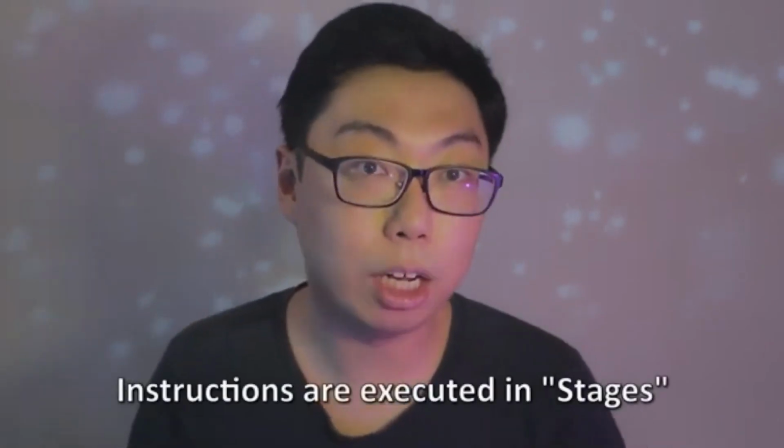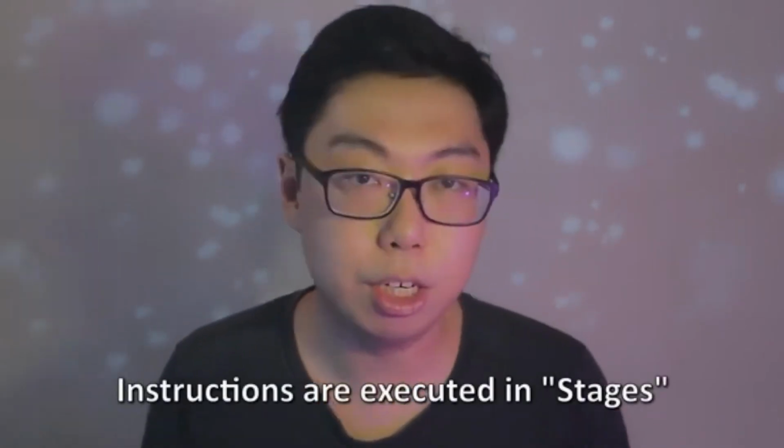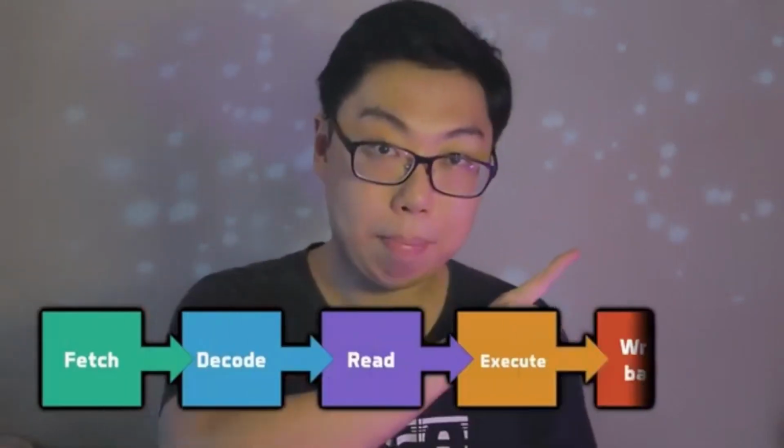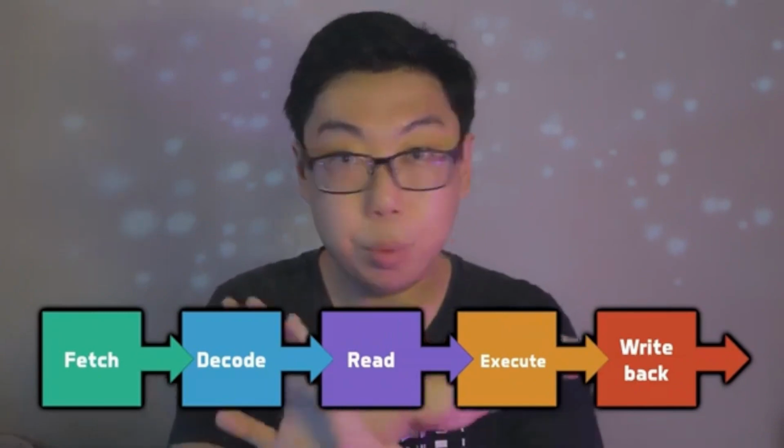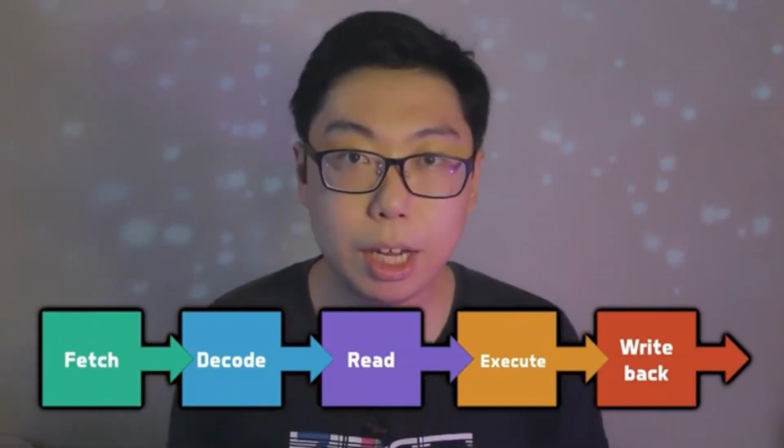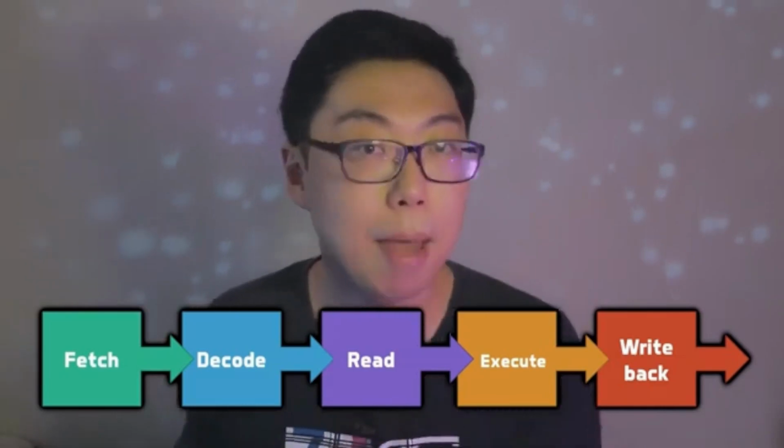Each step can be broken down further into subtasks that are common to the processing of many of the instructions. One basic 5-step model to explain this is fetch, decode, read, execute, write back. What you find is that to execute any instruction, some combination of these 5 subtasks must happen.